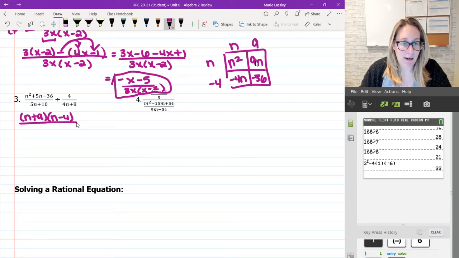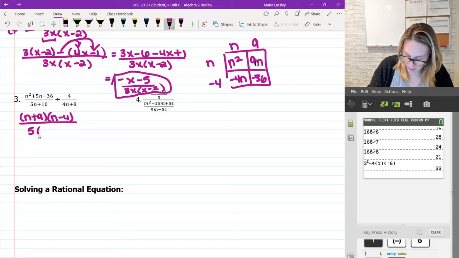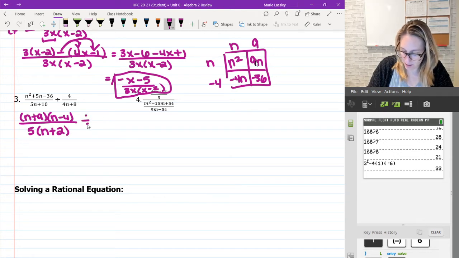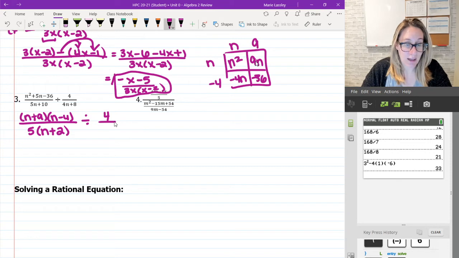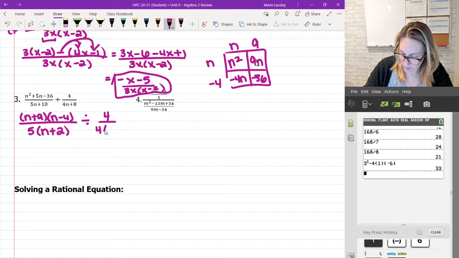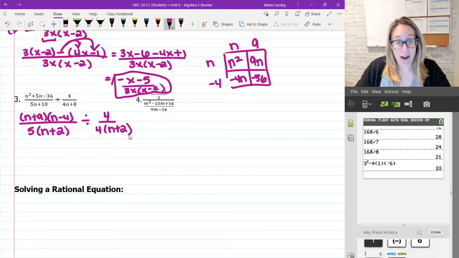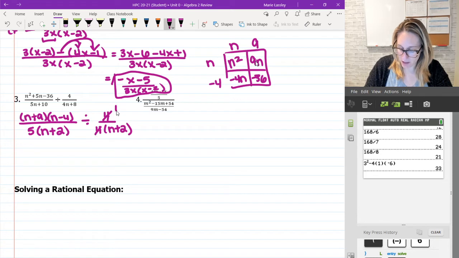All right, now my denominator, 5n plus 10, looks like I can take out a greatest common factor of 5 and that leaves me with n plus 2. All right, I'm going to leave it as a division sign. All right, so 4 can't do anything, but it does look like I can factor out a 4 from my denominator right there. So 4 times n plus 2. Awesome. Now, at this point, if you would like to simplify, you can. There is something that is kind of obvious, I guess, to simplify. We have a 4 over 4. We can simplify that to 1 over 1, because 4 divided by 4 simplifies to 1 over 1.